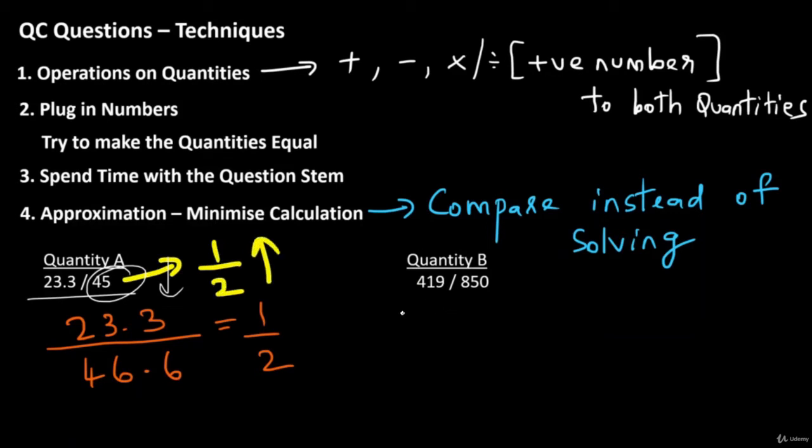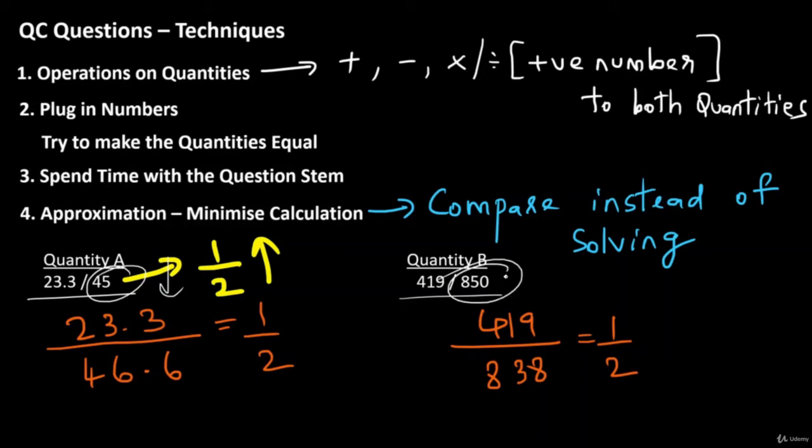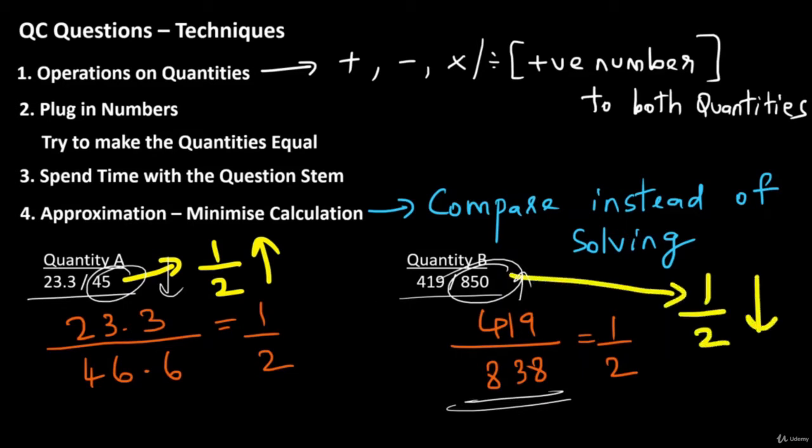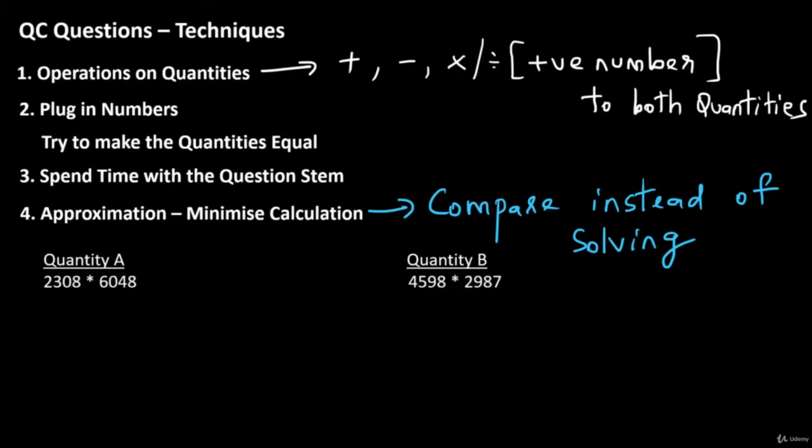Now what about quantity B? It's 419 by 850. Now 2 times 419 is 838. So if the fraction was 419 by 838, the fraction would be equivalent to 1 by 2. Now the denominator over here is slightly greater than 838, right? Therefore, this fraction over here will be less than 1 by 2. So quantity A is greater than 1 by 2 and quantity B is less than 1 by 2, and therefore the answer to this question is option A, that is quantity A is the greater number. Let's do one more question.